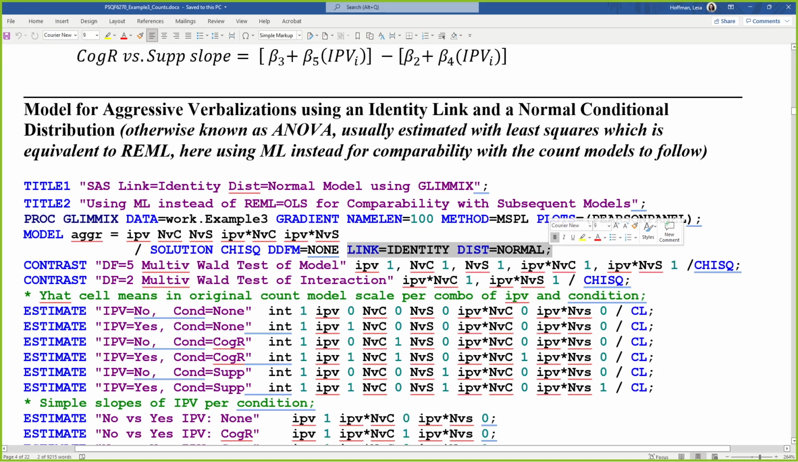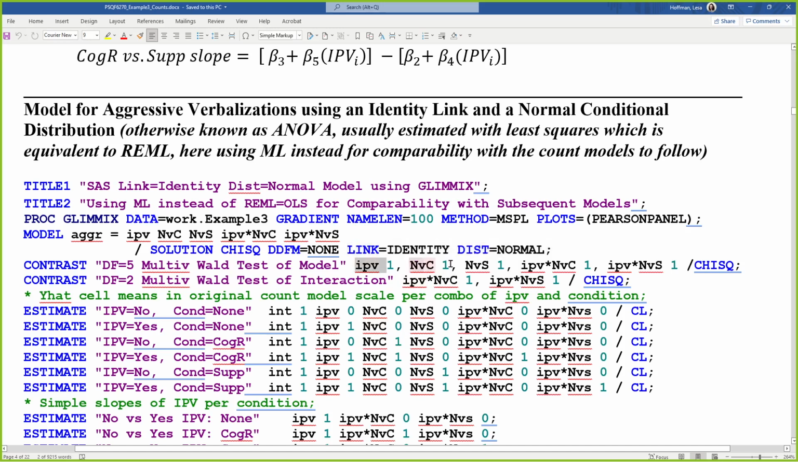What's an identity link? Do you remember again? It's just itself, times 1. And dist equals normal means normal conditional distribution. So normal shape and one estimated variance that's supposed to be constant, which means standard errors that are supposed to be constant other than differences in sample size.